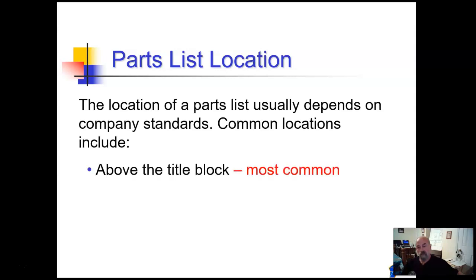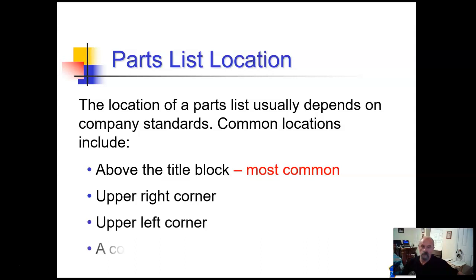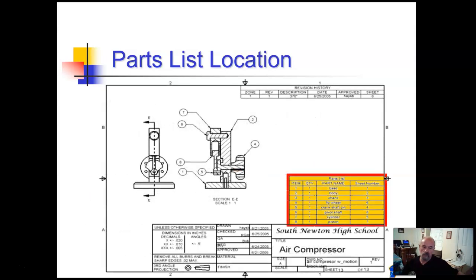The location of a parts list usually depends on company standards. Common locations include above the title block, that's the most common one, upper right hand corner, upper left hand corner, or a convenient location on the drawing such as this right here.